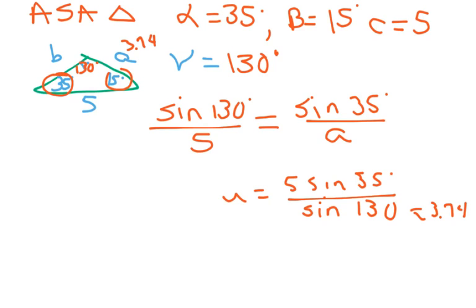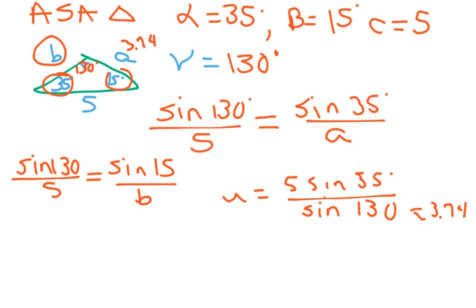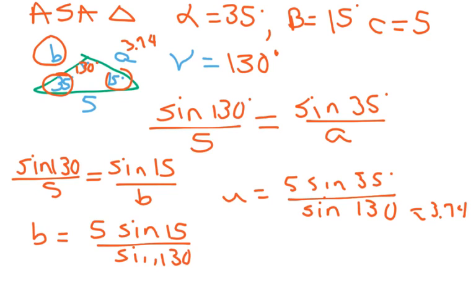And just by looking, you should know that B is going to be pretty small because it has the smallest angle. And we're going to do the same thing there. Sine of 130 over 5 equals sine of 15 over B. Cross multiply. And you will get 1.69 approximately. That's how you do the approximate.